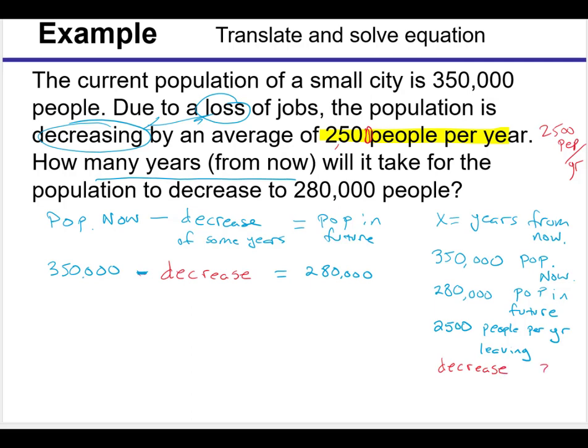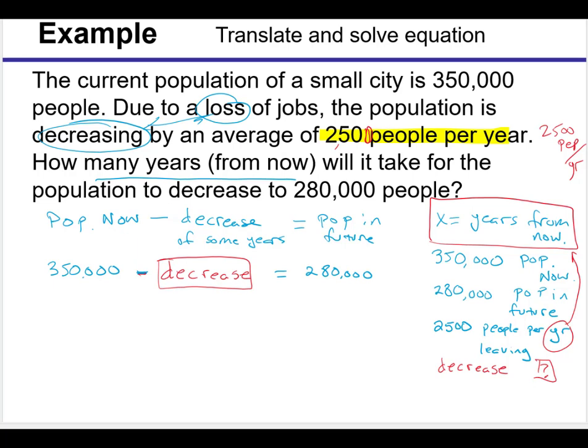We don't know what that is. So we had the x, that was our unknown in the question. But now we have another unknown because we don't know how many people to take off. And the problem is because the decrease depends upon the years, and the years are unknown. So how are we going to deal with this unknown of decrease?